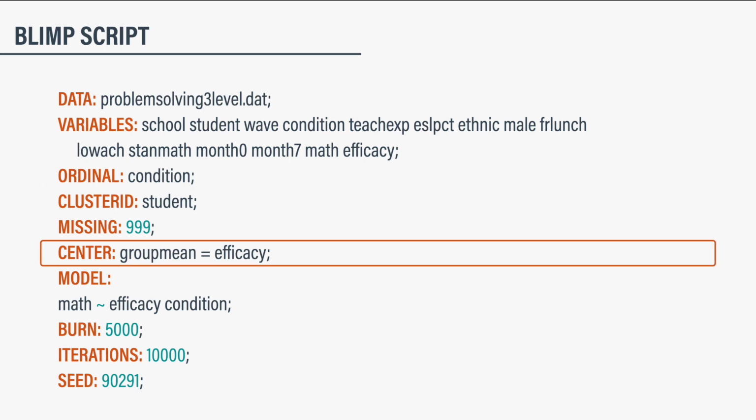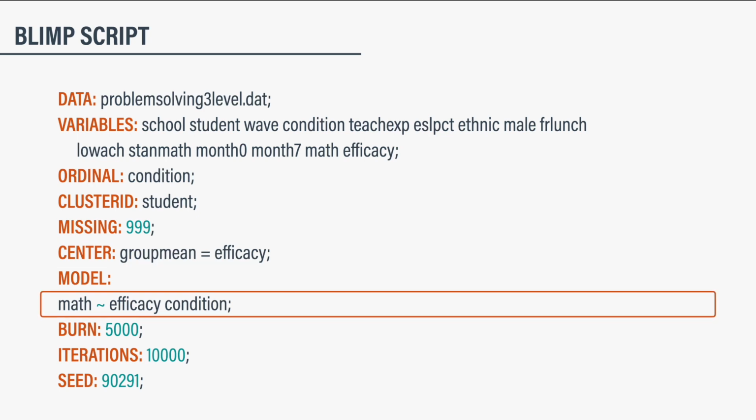In a multi-level model, you can center variables at either the grand mean or at the level 2 cluster means. In this example, the center command specifies that efficacy scores are group mean centered around each student's efficacy average. Note that Blimp models the cluster level averages as a level 2 latent variable. That is, the centering procedure uses latent group means. Finally, the model command is identical to a single level regression model, with the outcome to the left of a tilde and the predictors to the right. Blimp figures out what level each variable is at, so there's no need to provide these details.